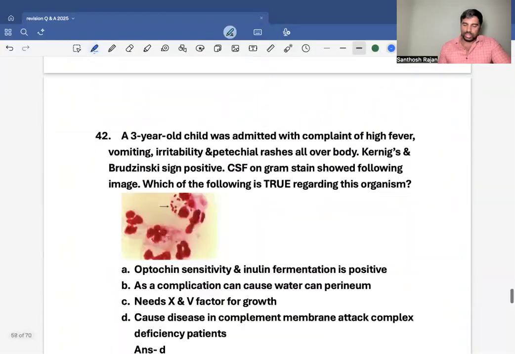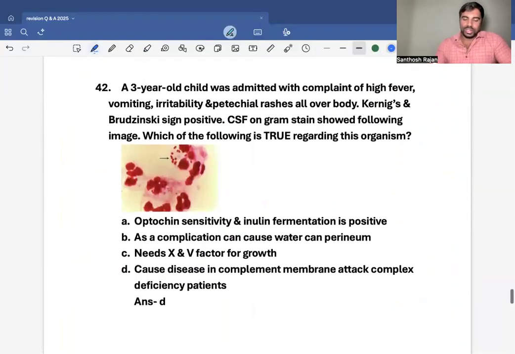Okay, now that's it. Next one again, expected Neisseria questions are always asked. In Neisseria, a child is admitted with, say, high fever, vomiting, irritability, petechial rash all over the body. Okay, Kernig's and Brudzinski's signs are positive. So it's meningitis. CSF gram stain shows the following image. Okay, so we are going to do this. First of all, it's meningitis.